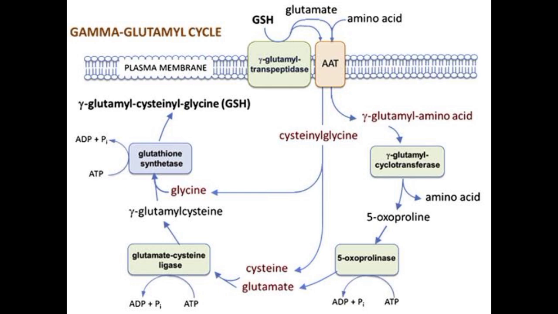Now this gamma glutamyl cysteine reacts with the glycine to form the glutathione again using another enzyme, and this enzyme also requires ATP. So when we look at this entire cycle here, we see that 3 ATPs are actually being used just for the transport of one amino acid inside. Now the glutathione that is formed again is then used to transport another amino acid inside, and the process goes on.